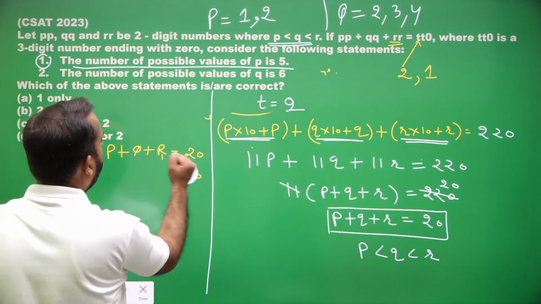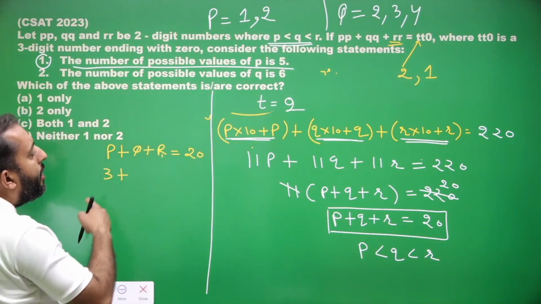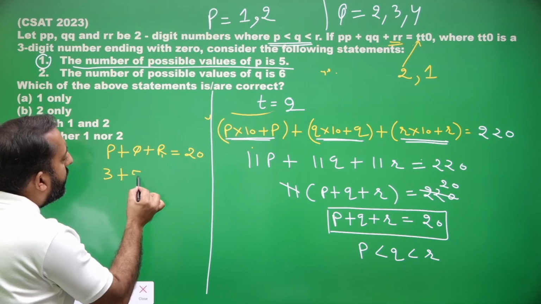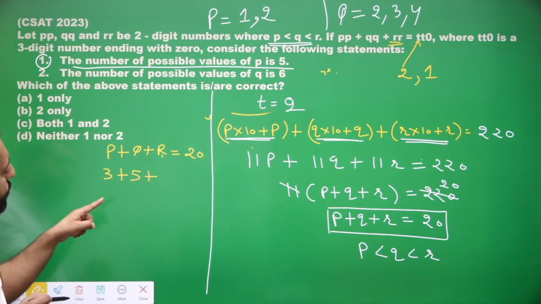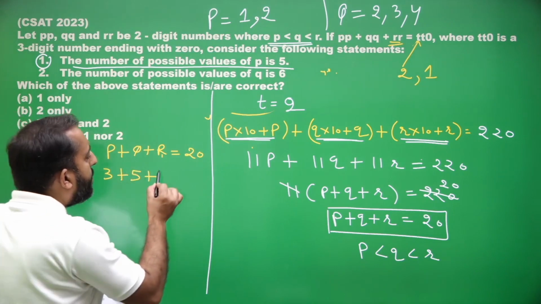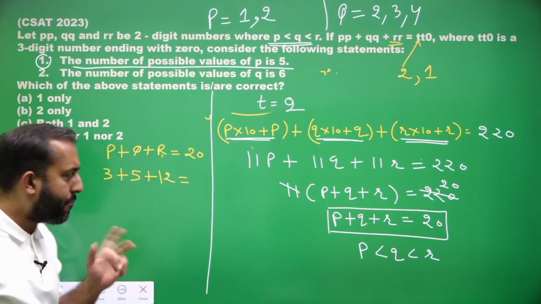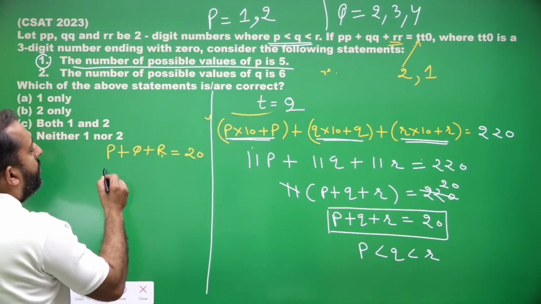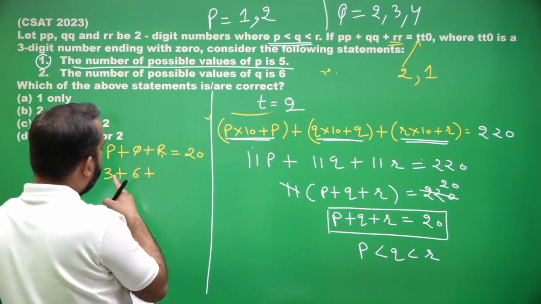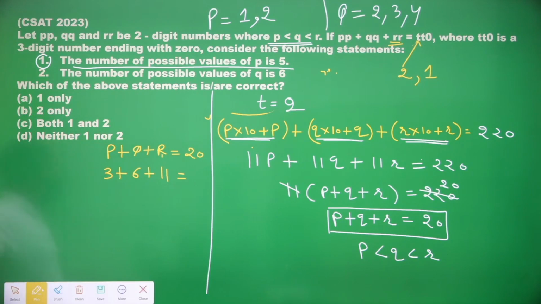Now, if P is 3, let's consider Q to be 5. So 3 plus 5 is 8, and 8 plus 12 is 20. This is also not valid because R should be a single digit number. Now, 3 plus 6 is 9, plus 11. Not possible.